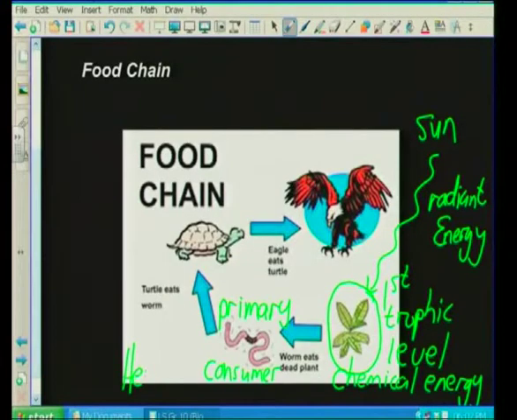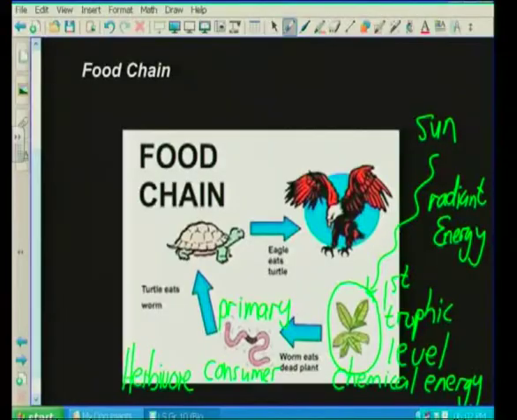Now, another term that you have to know here is that that little worm eats only plants. So what term do we use for that? The term is herbivore. The term herbivore applies to animals that eat plant material only. So this little worm is only going to feed on that plant.